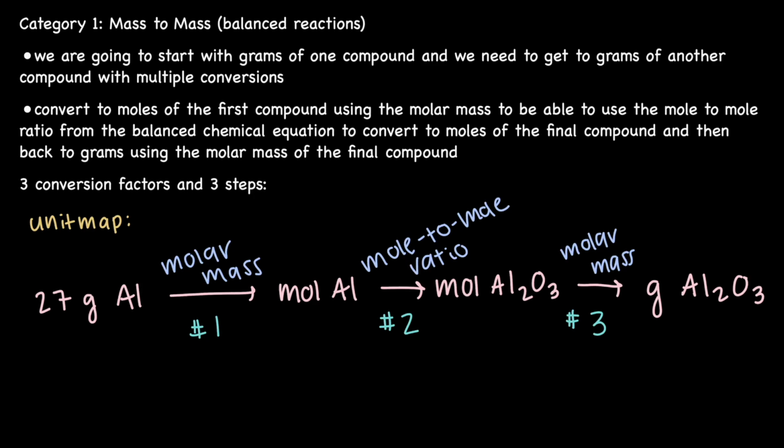Then we use the mole-to-mole ratio from the balanced chemical equation to convert to moles of the final compound. Finally, we convert back to grams using the molar mass of the final compound. Mass-to-mass conversions will always have 3 conversion factors in 3 steps: molar mass of the first compound, mole ratio using the balanced chemical equation, and then molar mass of the final compound. If an equation is not given, we have to write it and balance it first.